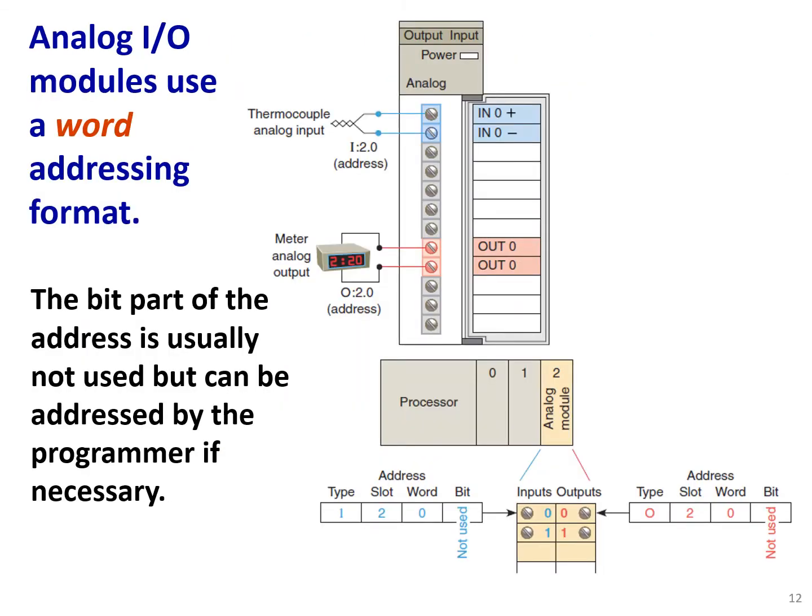Analog I/O modules use a word addressing format. The bit part of the address is usually not used, but can be addressed by the programmer if necessary. Okay, so here you see that we have 2 analog inputs and analog outputs, and both of them are connected, same as digital inputs and digital outputs, to analog modules of a modular PLC.